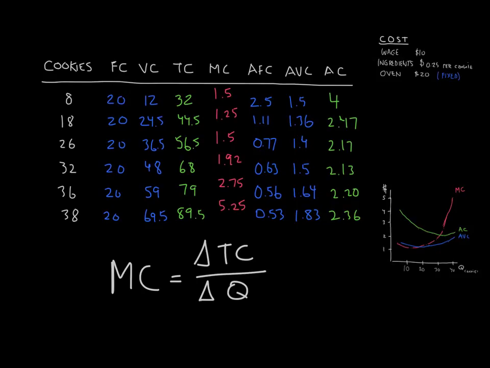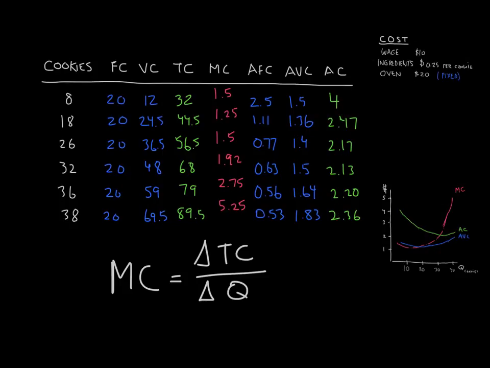Alright, and I also went ahead and calculated the average fixed cost, so that's just going to be the fixed cost divided by the number of cookies. Fixed cost, so it'll be 20 divided by 18, 20 divided by 26, and you can see the average fixed cost is always decreasing, obviously, because you're spreading your fixed cost over more and more output levels. The average variable cost is very similar. You take the variable cost and you divide it by the number of cookies. And the average total cost, that's just adding up average fixed cost plus average variable cost makes average total cost. And I did those too.